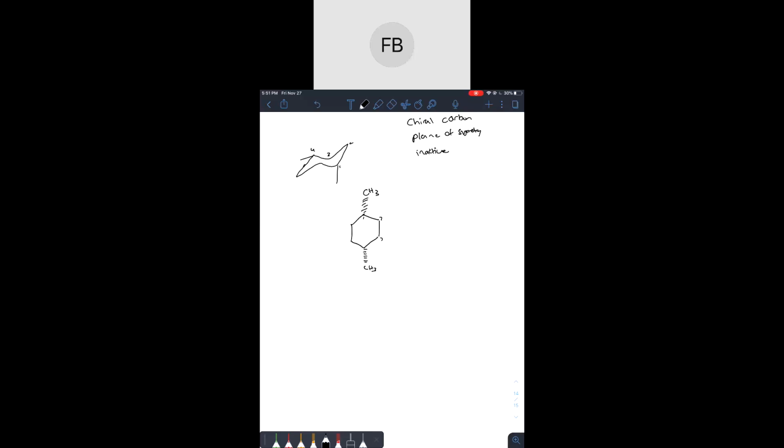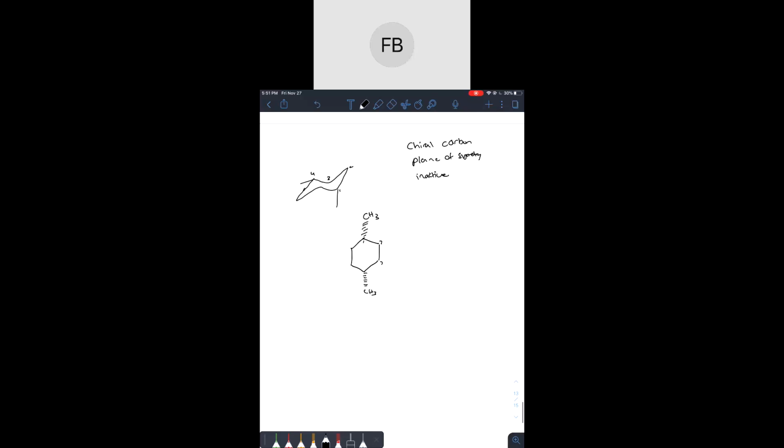Exactly. So right off the bat, you can just say, nope, this is not meso because there are no chiral carbons. I think that would be enough of an explanation, personally. Not chiral and not meso because there are no chiral carbons. Is there a plane of symmetry? Yes, but that doesn't matter because there are no chiral carbons.